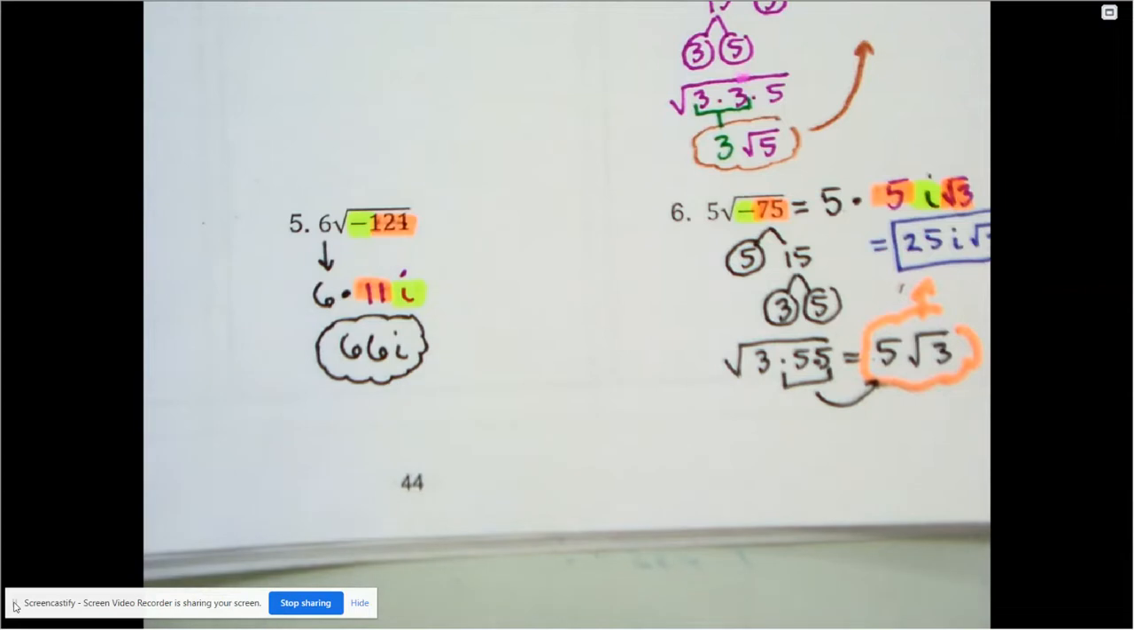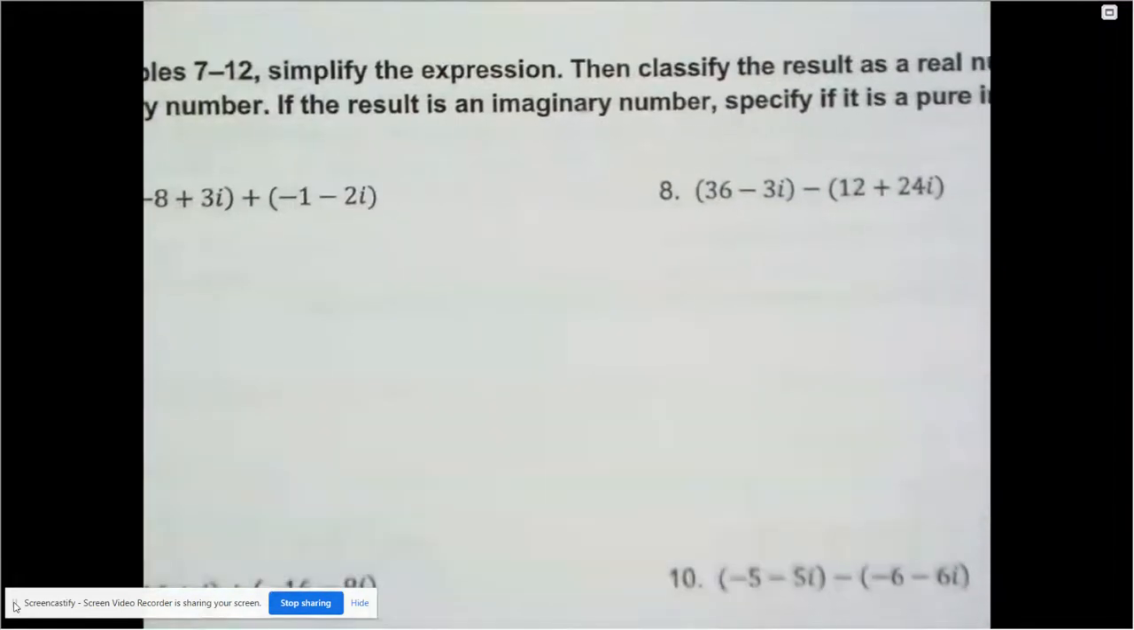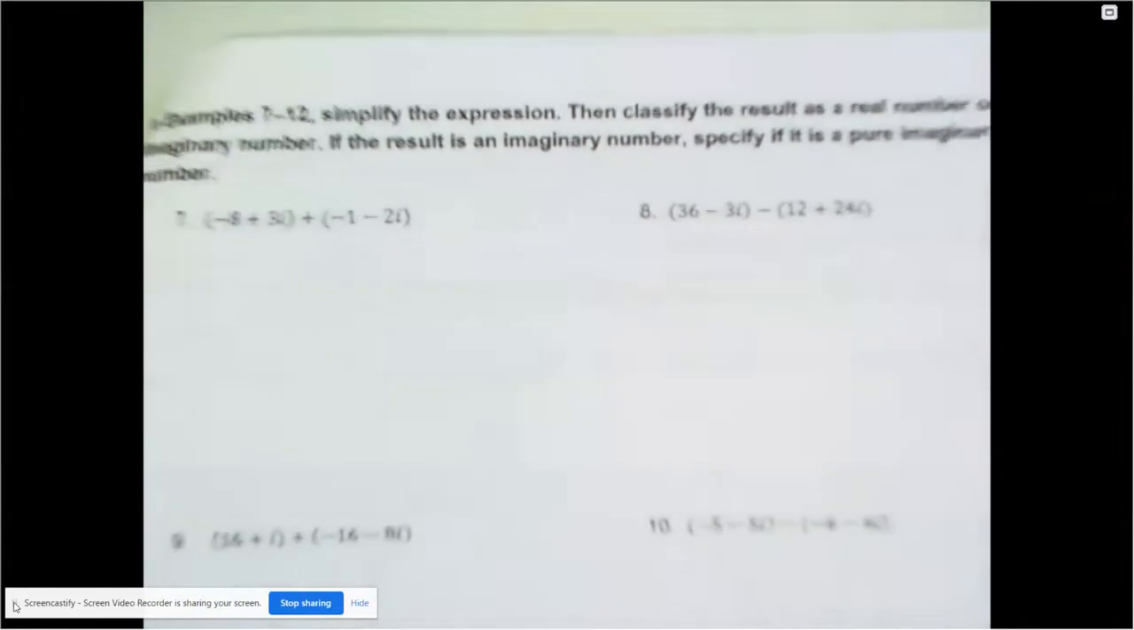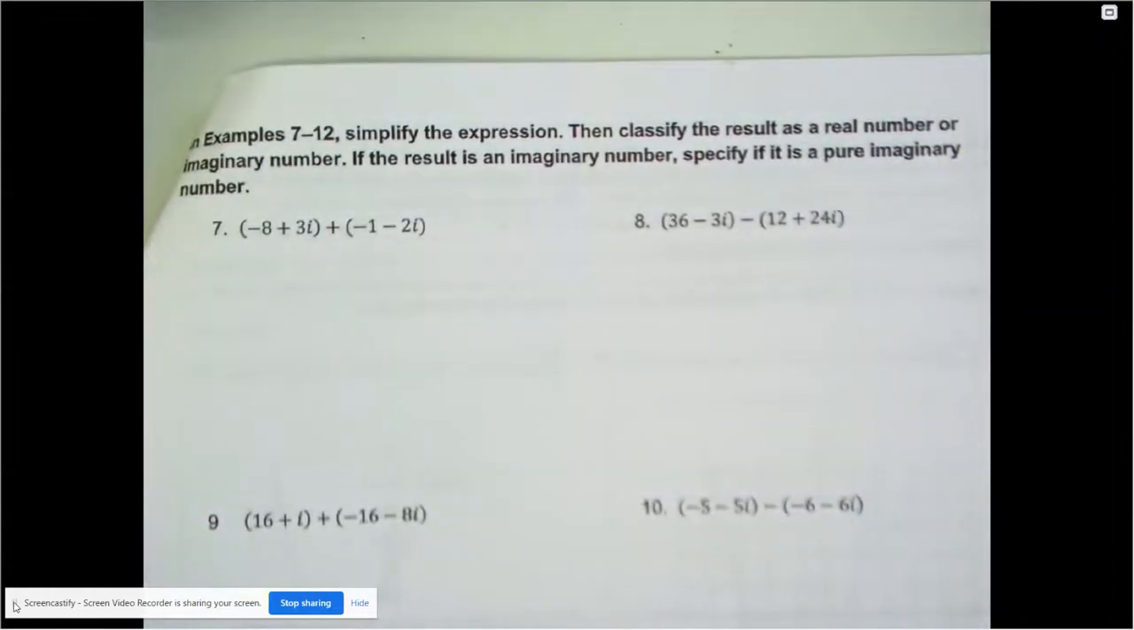So now that we practice this concept of the negative and how it turns into I, well, let's flip the page and see what we have on the other side. So let's read the directions first. It says, simplify the expression, then classify the result as a real number or imaginary number. But if the result is an imaginary number, specify if it's a pure imaginary number. Okay. Well, that sounds easy enough.